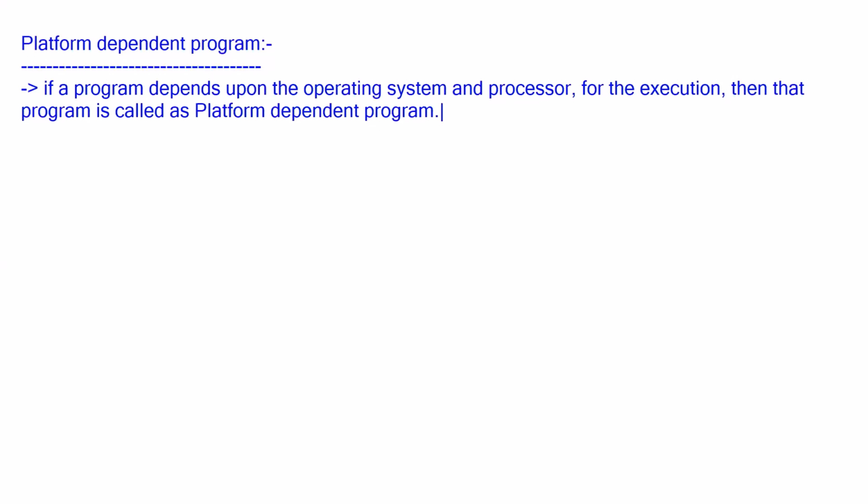If that program is platform dependent, that programming language also becomes a platform dependent programming language. So what languages are known as platform dependent languages? For example, C and C++ programming languages are platform dependent programming languages. Why? Because their programs depend on the operating system and processor for the execution. So that's why they are called platform dependent programming languages.